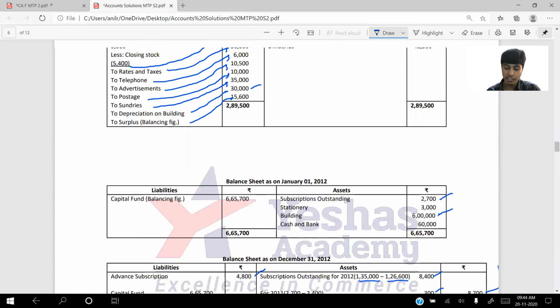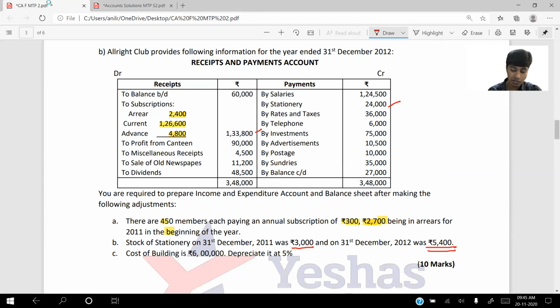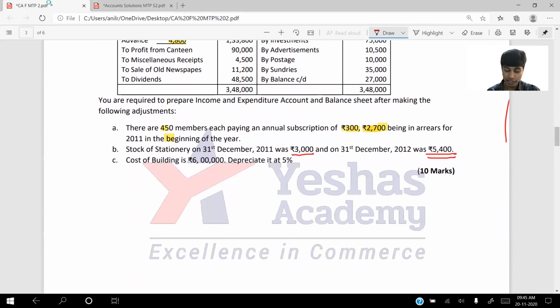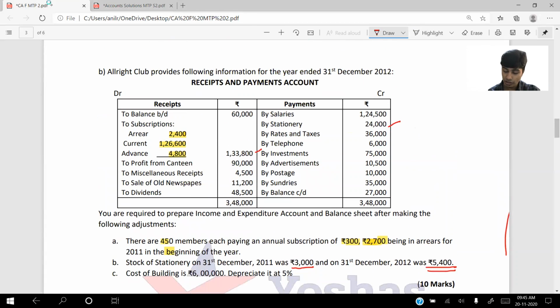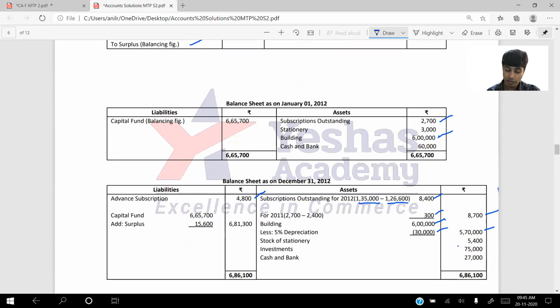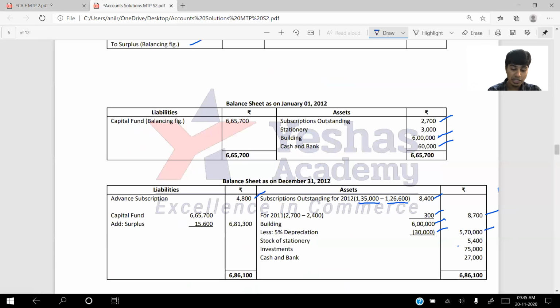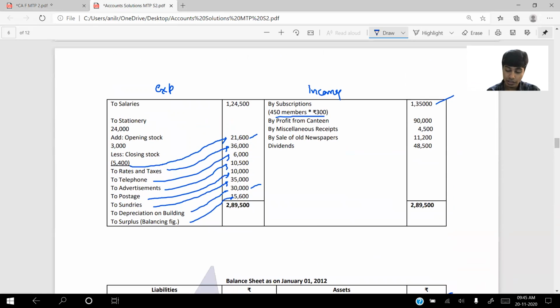So I've done all the adjustments. All we need to do now is post those items which are given in the receipts and payment account. I finished all 3 adjustments for you people, a 10 marks question. Now I need to just post these items. Receipts and payment, opening balance 60,000. It will be there in the opening balance sheet, 60,000 on the asset side. Then profit from canteen 90,000, income and expenditure, income 90,000. Have a look, income 90,000.